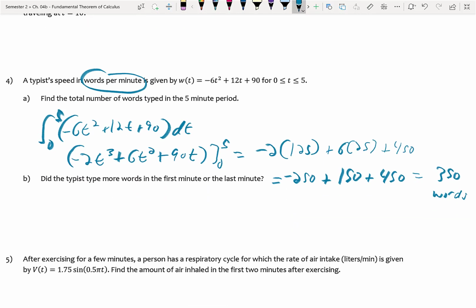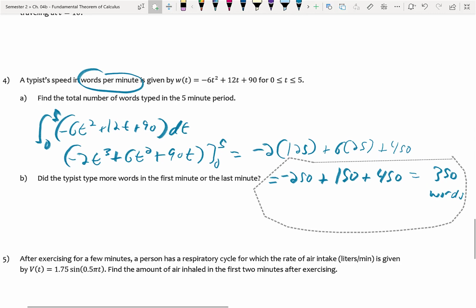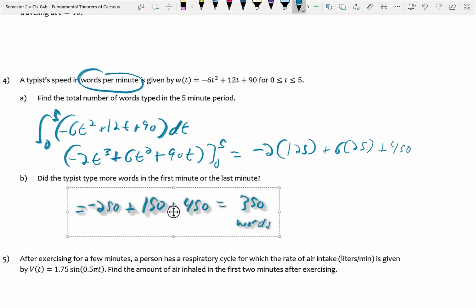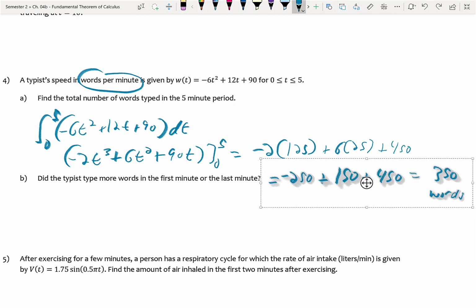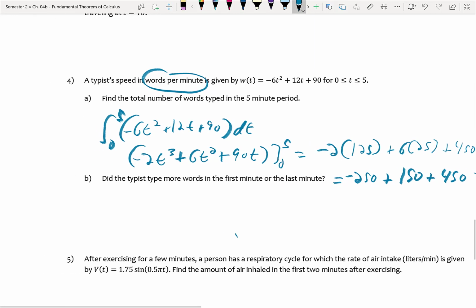I should put words. And I should probably put this underneath because this is weird. There we go. Oh, no, I don't want to put that underneath because that goes to this. Did the typist type more words in the first minute or the last minute? What are the two integrals we're looking at? 0 to 1 versus the integral from 4 to 5.